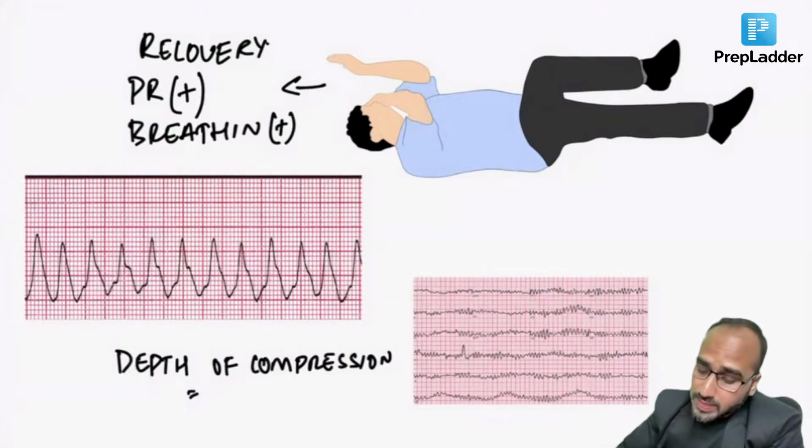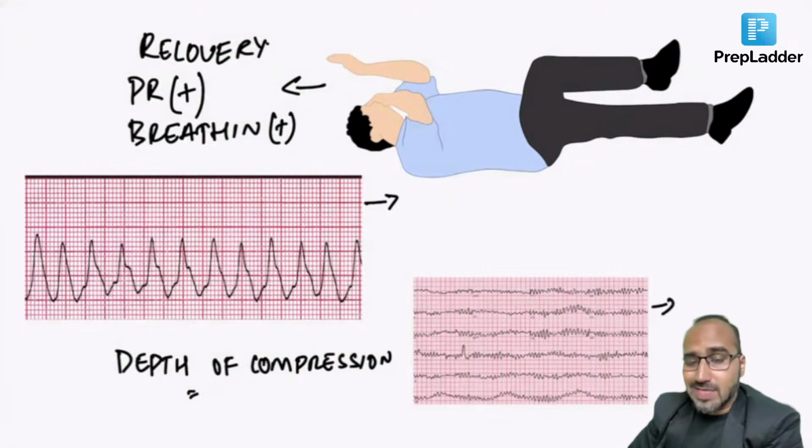Guys, now look over here. In ACLS, there are two rhythms. What are these two rhythms which I am showing you over here?